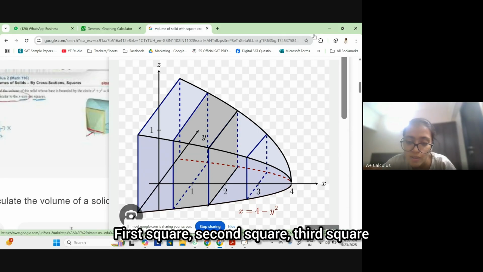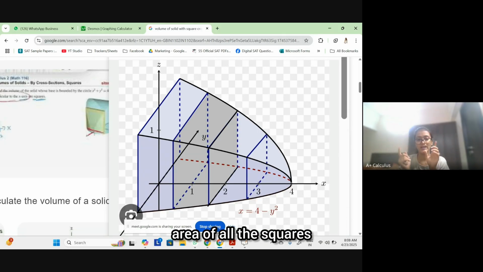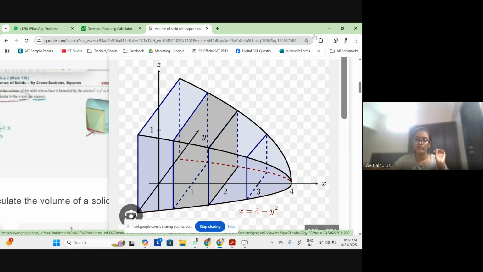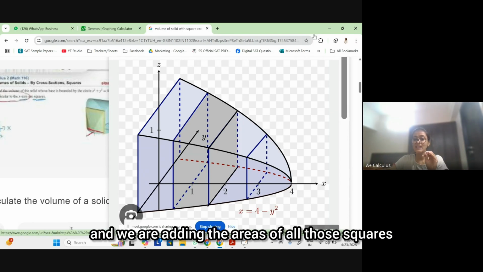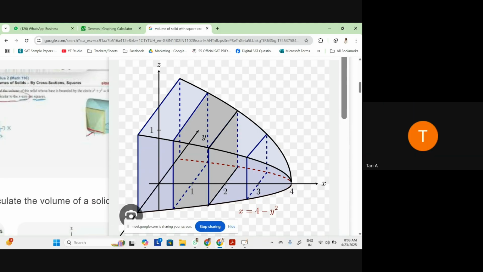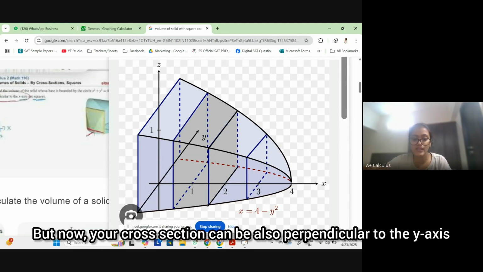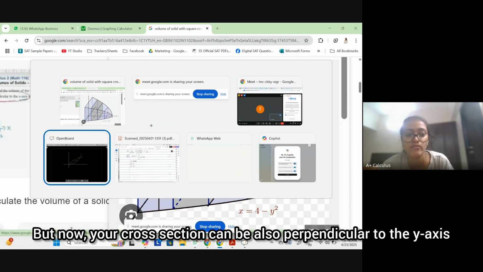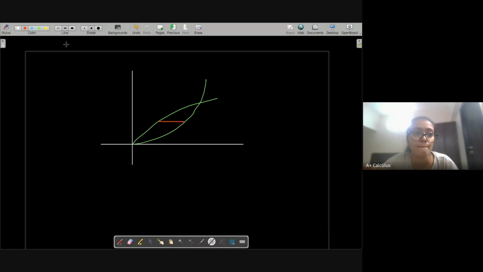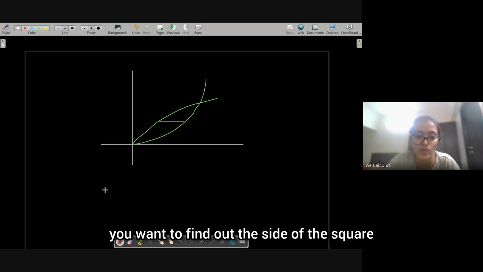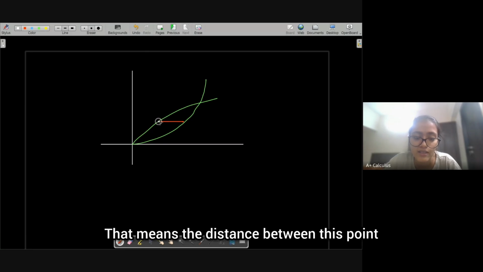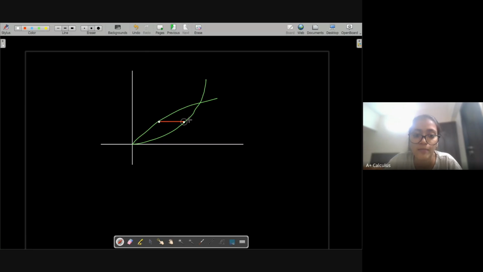And these are many squares, right? First square, second square, third square. So what we're doing is finding the area of all the squares from this point to this point, from 0 to 4, and adding the areas of all those squares. But now your cross section can also be perpendicular to the y-axis, which is the case here. So this time you want to find the side of the square. That means the distance between this point and this point.